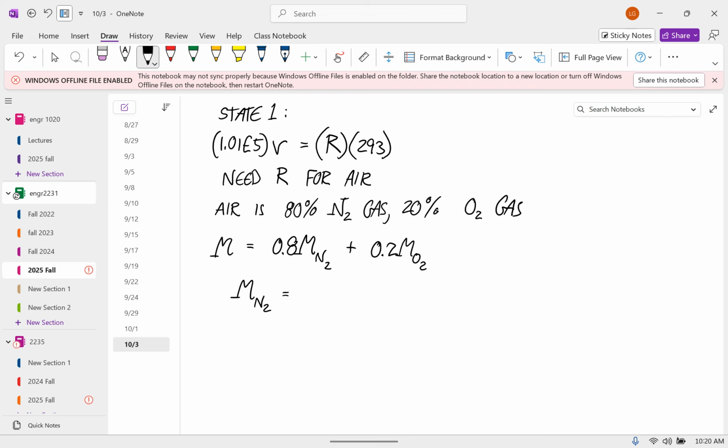For N2, how do we figure this out? If you look on the periodic table, it says that one nitrogen atom has a mass of 14 grams per mole. You can just look that up on the periodic table. We have two of those in N2, so we're going to go 2 times 14. We want kilograms per mole, not grams, so we're going to multiply times 10 to the minus 3. And so this is 28 times 10 to the minus 3 kilograms per mole.